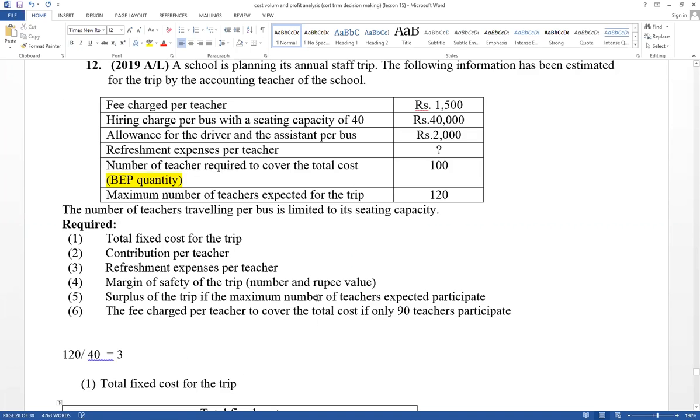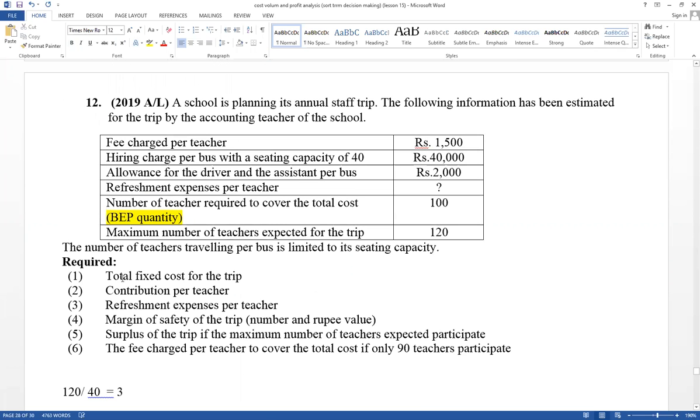Then think about requirement 3. Total fixed cost is calculated, and contribution per unit is also calculated. Then the third one is the replacement expense per teacher. Replacement expense means variable cost. It has been given as replacement expense per teacher. It varies with the number of teachers, but the value is not given. Now they ask for this variable cost per unit.